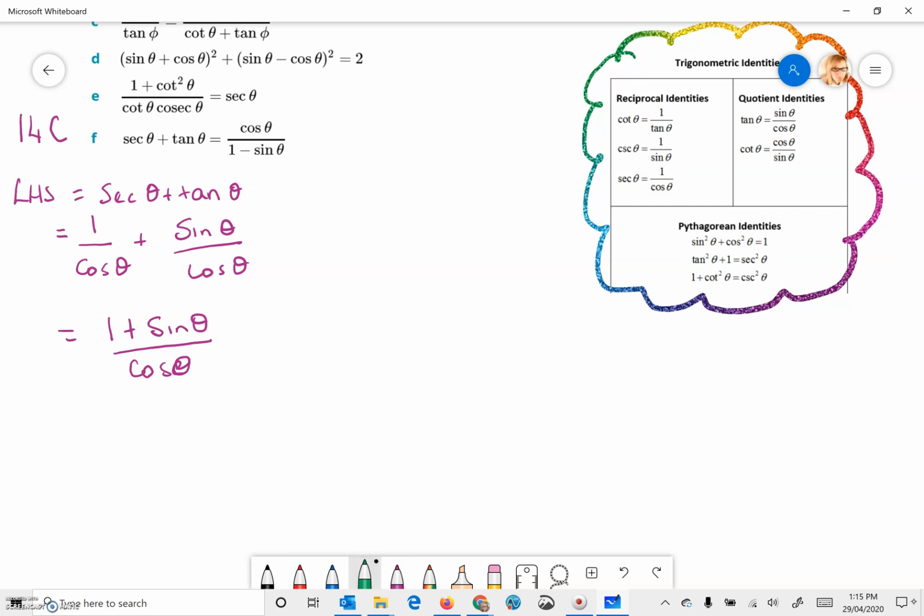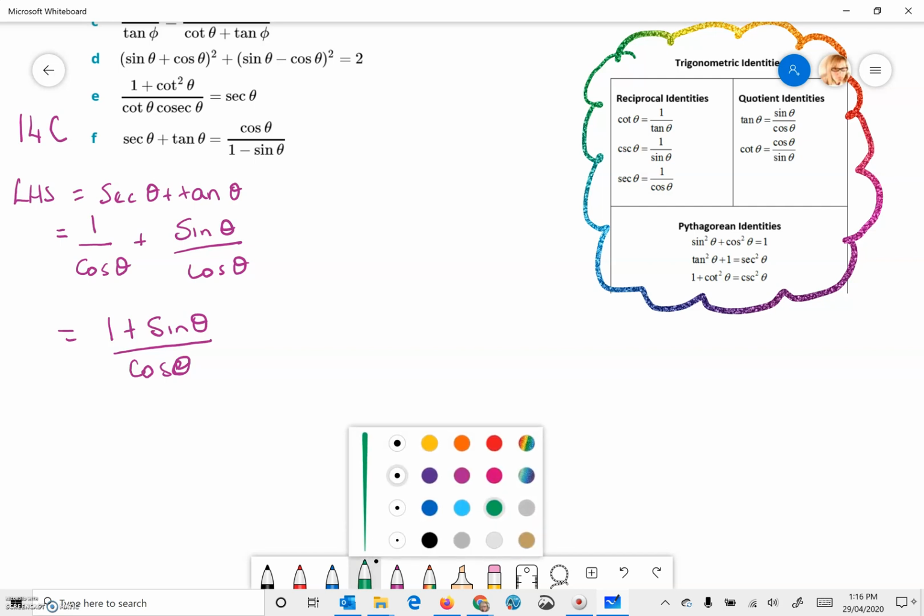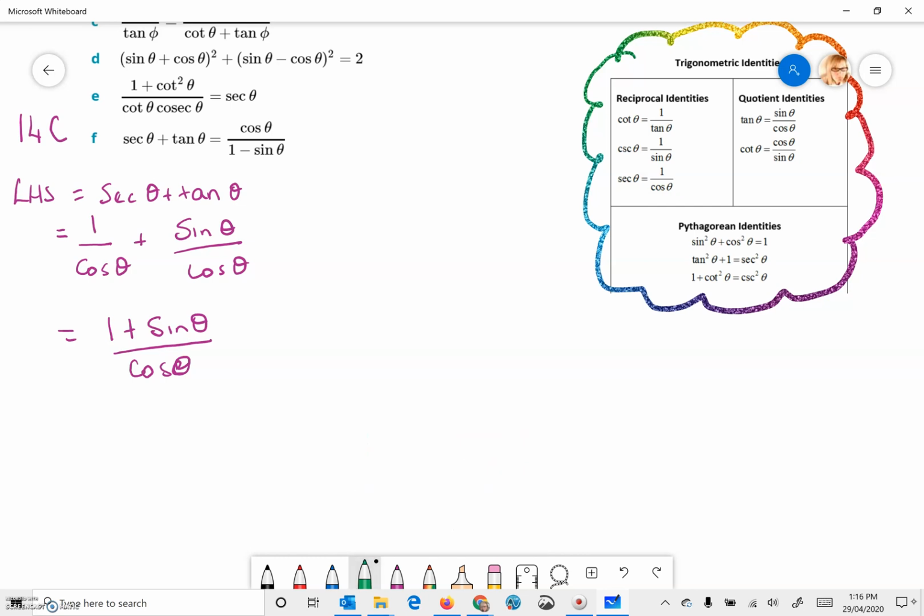But the right hand side has the cos theta on top and the 1 subtract sine theta on the bottom. How could 1 plus sine theta over cos theta equal cos theta divided by 1 minus sine theta? And all our identities, Pythagorean identities, have nice little squares in them. So we're not quite sure where to go at this point. And then I was having a bit of a think about it. What about if we try this?